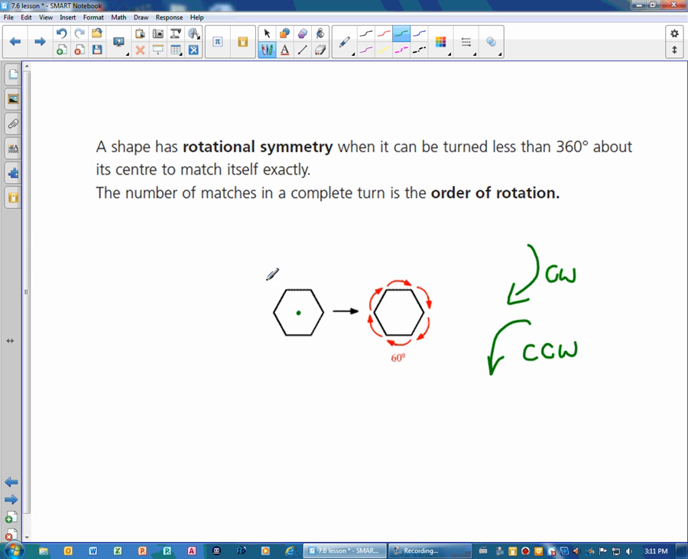So if I were to turn this shape either way, and let's say this was my starting point, I could turn this shape 1, 2, 3, 4, 5, 6 times before it ended up exactly on itself. If I started here and turned it 1 turn, this would end up there. If I turned it 2 turns, this would end up there, etc. So the number of matches in a complete turn is its order of rotation. This particular one would have an order of 6 because I could turn this shape exactly on top of itself 6 times.